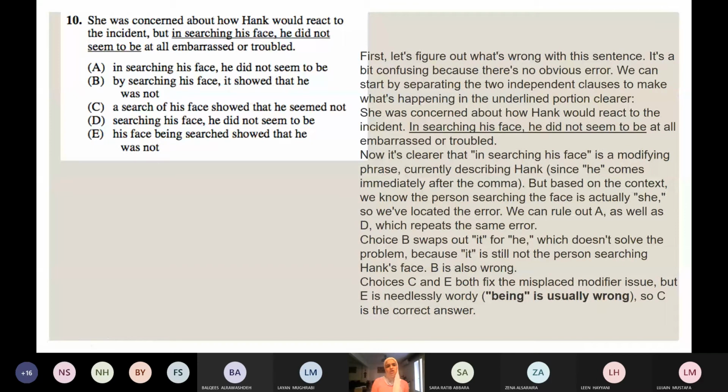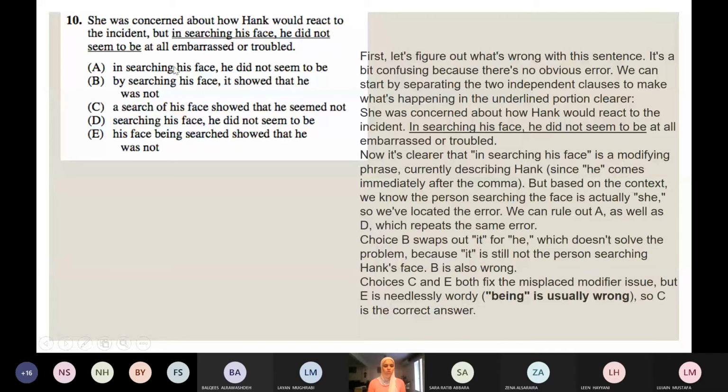So let's see. In searching, she was concerned about how Hank would react to the incident. Now I have two independent clauses, so let's divide them, because I have comma, but. So she was concerned about how Hank would react to the incident, and forget it. Now I have the new independent clause. In searching his face, he did not seem to be at all embarrassed or troubled. Here I have to change something. In searching his face, he did not seem to be. In searching his face, it did not seem to be.